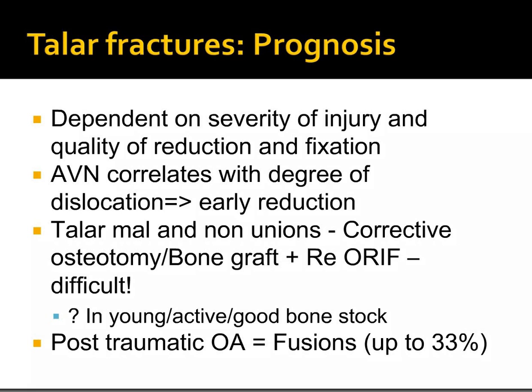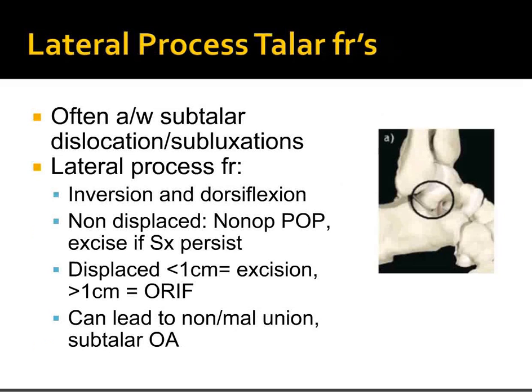For talar malunions and non-unions, corrective osteotomy, bone graft and re-internal fixation results are poor. So once you've missed the boat and they come back with a varus malunion, it's very difficult to re-break it and get it into a good alignment. You may consider that in a young active person with good bone stock and preserved joints. And unfortunately, if they do go into post-traumatic osteoarthritis, we're looking at various fusions of affected joints.